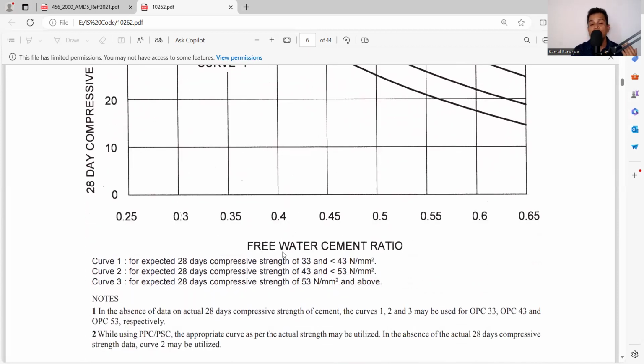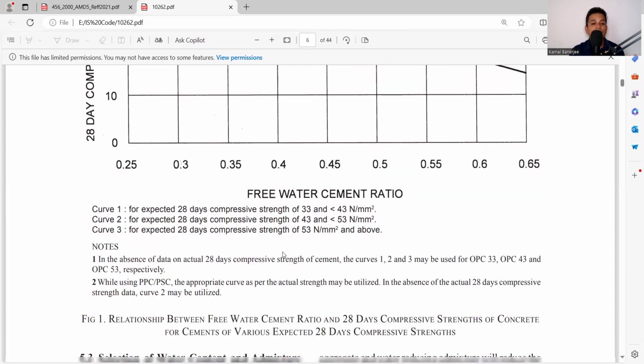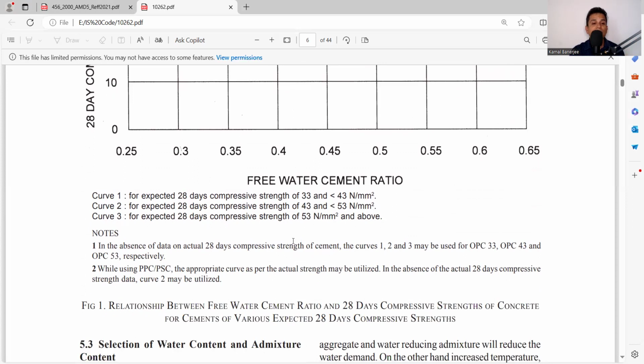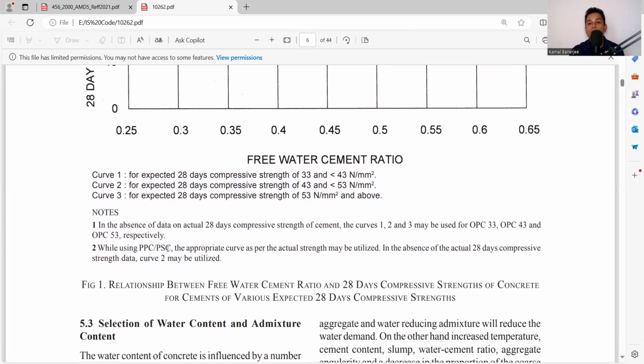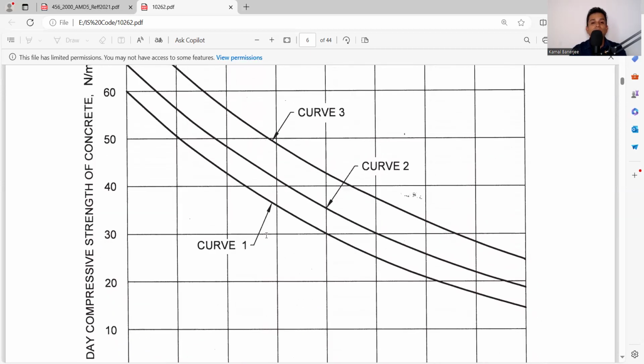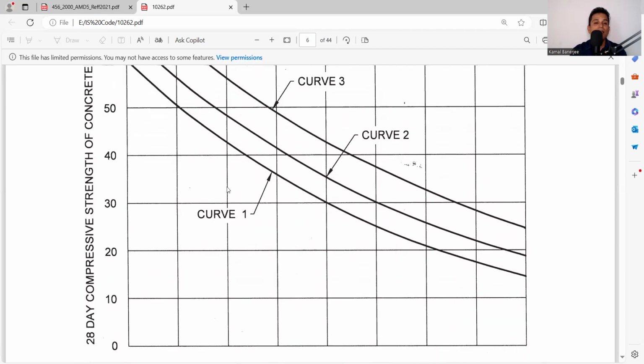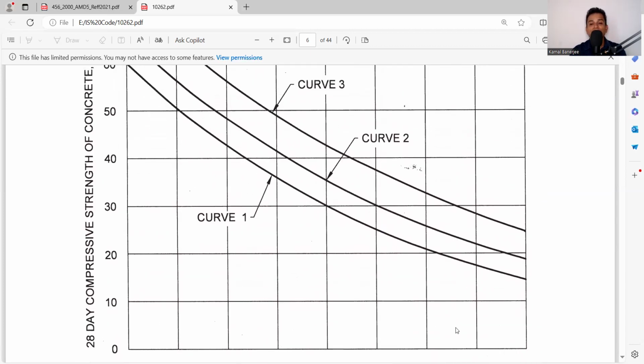Now a question can come up: if we did not use OPC, and used PPC or another cement, then what will happen? Now look at the note. It says, in the absence of data on 28-day strength, curve 2 may be used for OPC 43, and while using PPC or PSC, the appropriate curve as per the actual strength may be utilized. In the absence of actual data, curve 2 may be utilized. So for OPC 33, 43, 53 use curve 1, curve 2, curve 3, and for PPC and PSC, curve 2 is to be used. So from here, you need to finalize what will be the free water cement ratio.